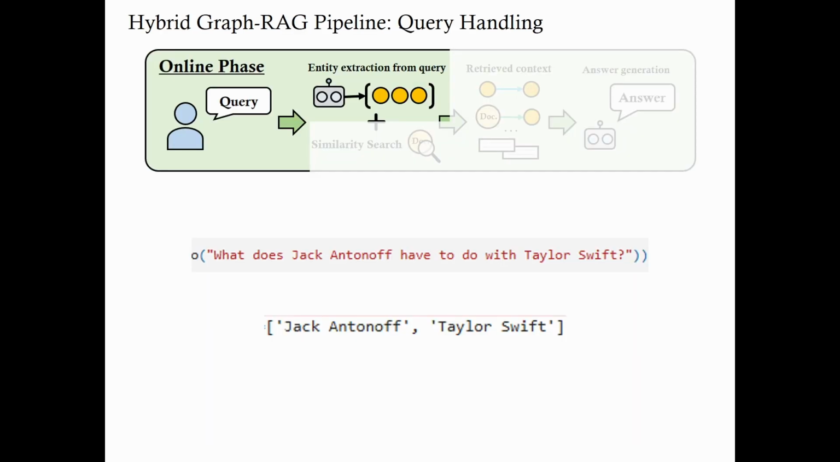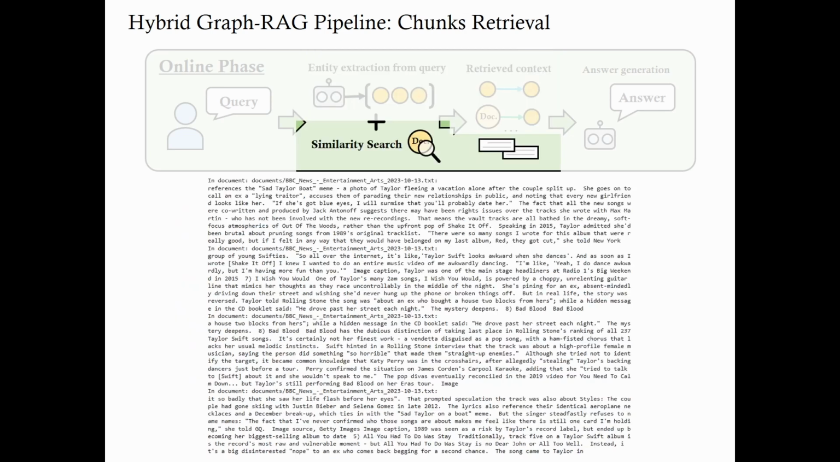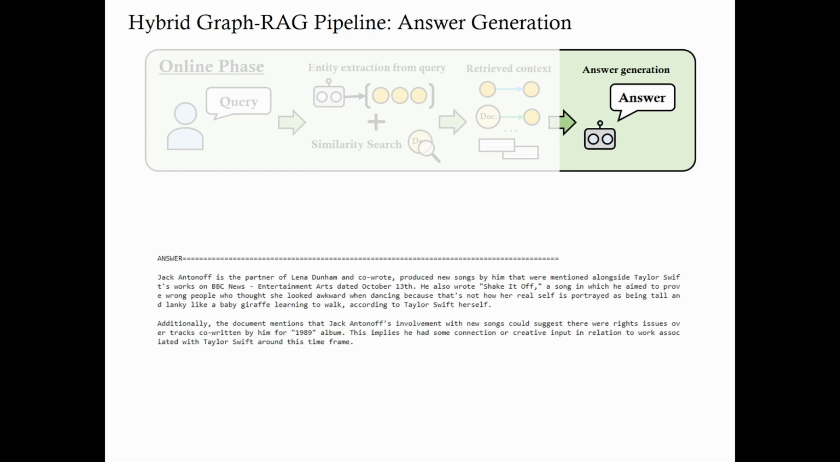And next we go through the online phase, where a user would provide a query, and then an LLM will extract entities from the query. These entities will then be used to retrieve relevant context from the graph structure, and at the same time a similarity search is performed to retrieve the document nodes that are connected to the entity nodes, providing a much richer context for the model to generate an answer. And as you can see, here's a demonstration of the answer produced from the given query.